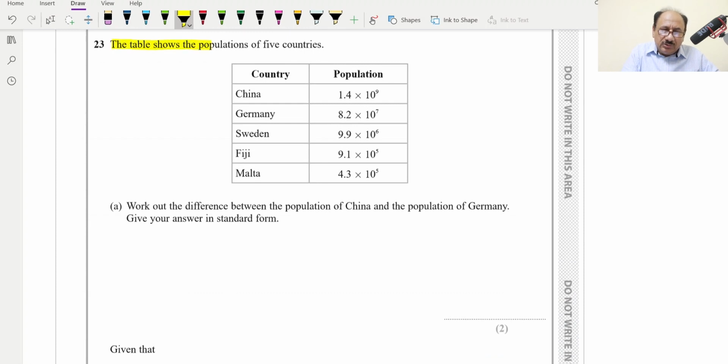Now question number 23. The table shows the population of 5 countries, China, Germany, Sweden, Fiji and Malta. Work out the difference between the population of China and the population of Germany, and give your answer in standard form. So China and Germany.